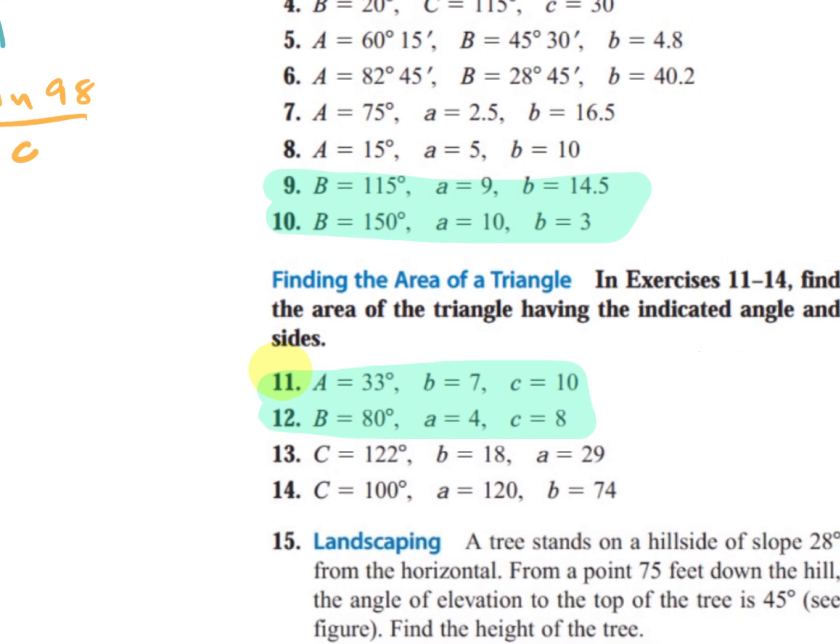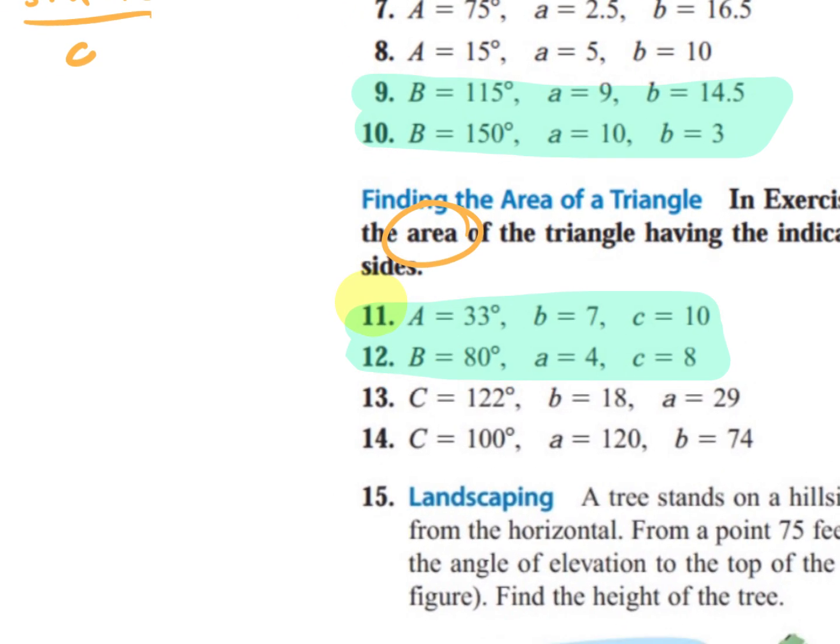For 11, we want to find the area of the triangle, so we're going to use our area formula. The area of a triangle is 1/2 times B times C times sine of A. So we multiply the two sides and then multiply the sine of the angle. Here our area would be 1/2 times B, which is 7, times C, which is 10, times sine of 33. Then we just plug it into the calculator.